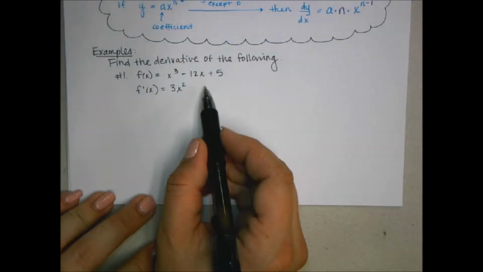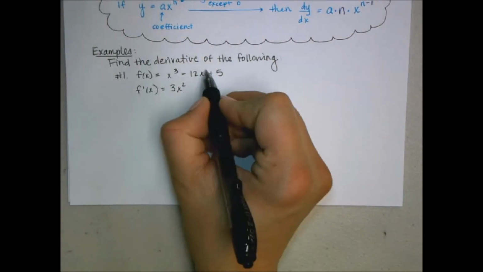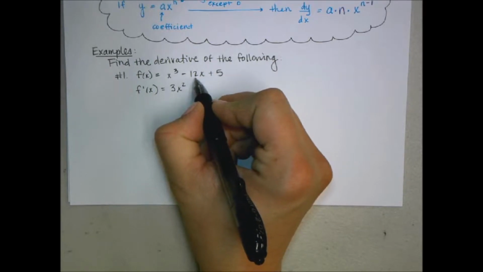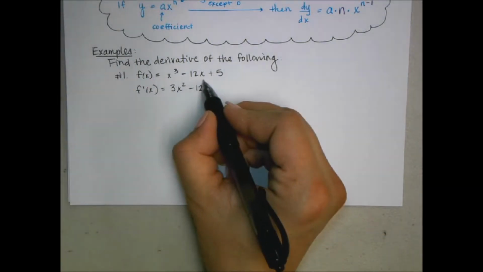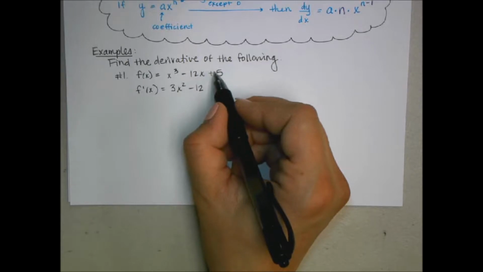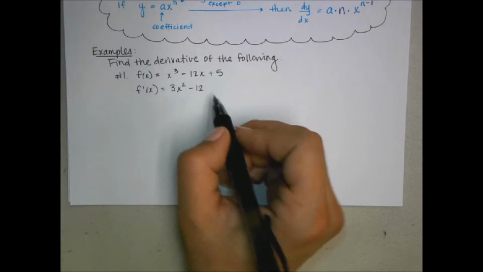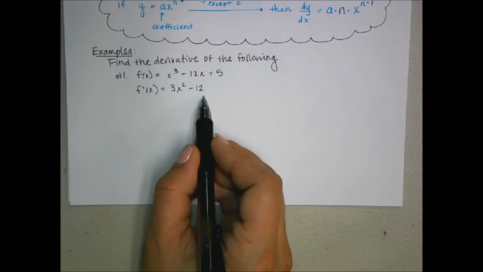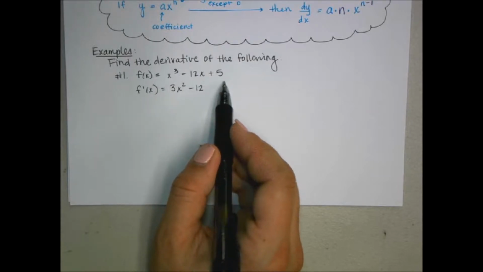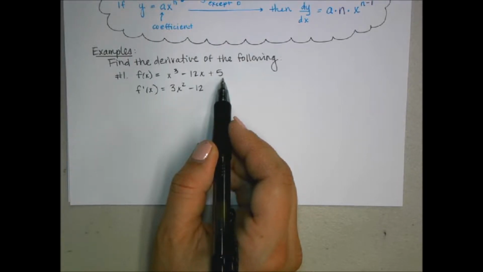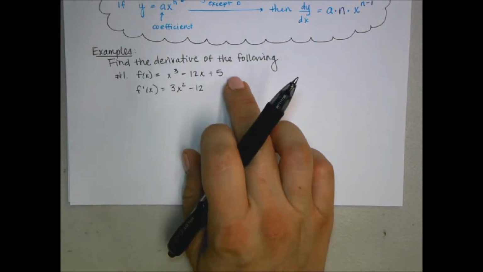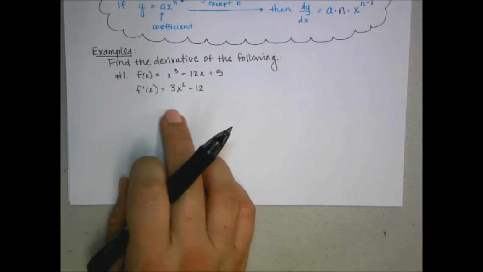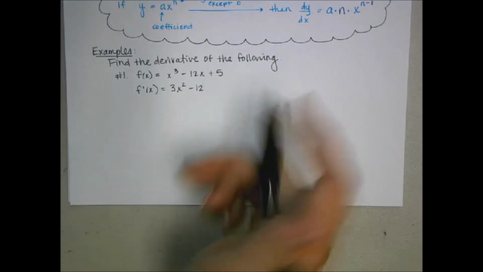Bringing down the 3 out front multiplies with the current coefficient 1. We get 3x, and then we drop the power by 1, squared. Here, the power of x is 1. If we bring 1 down and multiply with negative 12, we still have negative 12. If we bring the power down by 1, we get a new power of 0, and x to the power 0 would be 1. And so we just end up with negative 12. And then last, we have a constant. And before we talked about the derivative of a constant is 0. So the derivative of 5 is 0. And we end up with 3x squared minus 12.